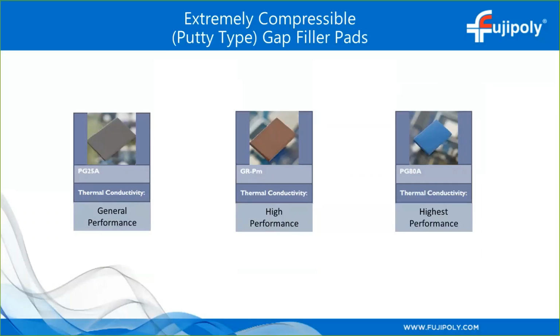Next is the high performance GRPM, which is available from 1 to 3 millimeters in thickness. And lastly, our highest performance PG80A, which incredibly is available as thin as ½ millimeter and up to 3 millimeters in thickness. And now keep in mind, custom thicknesses are also available for these pads.